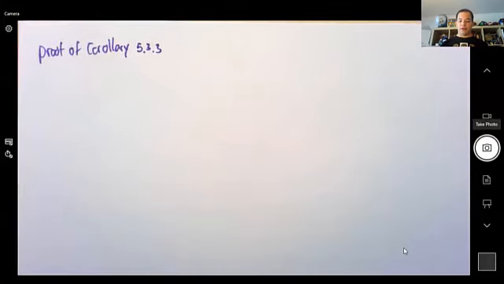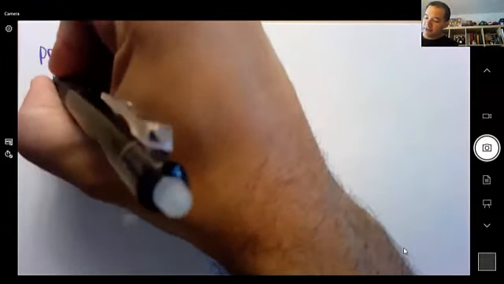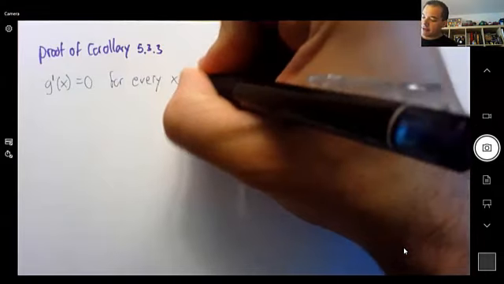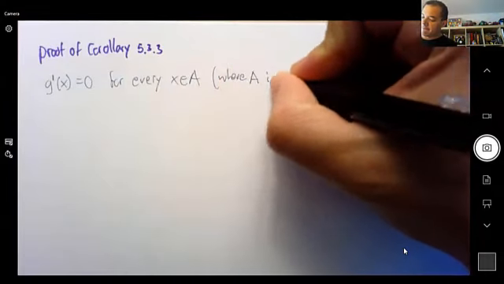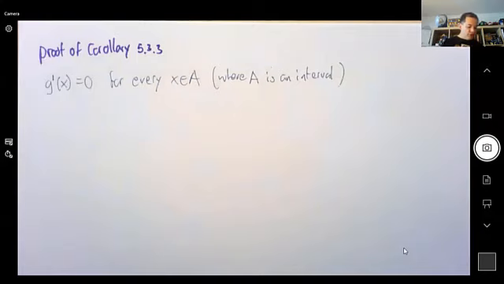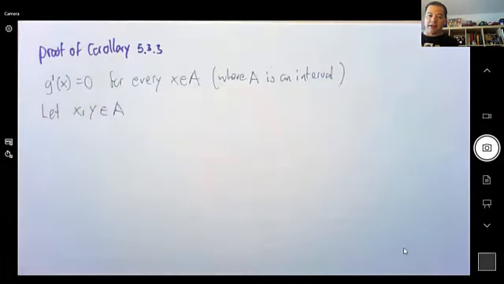So how do we prove this corollary? This is what we do. Remember, our assumption is that g prime of x equals zero for every x in A, where A is an interval. All we need to do is pick two numbers in A and show that the g function on them is the same. So let x and y be elements in A. Then the function is differentiable on A, and because it's differentiable, it's continuous. So the mean value theorem applies.